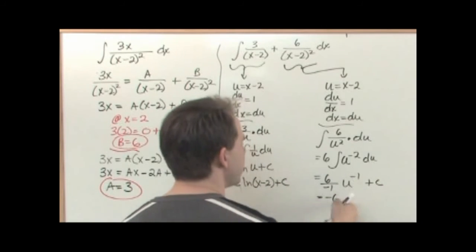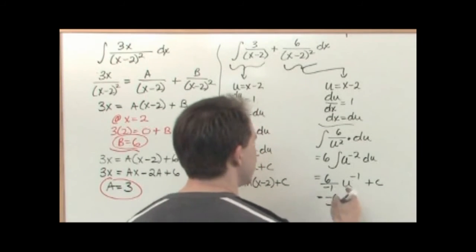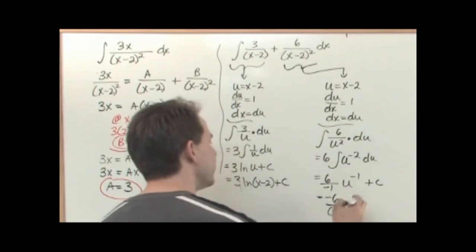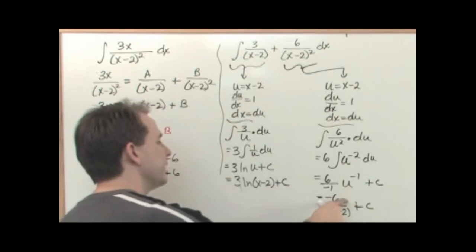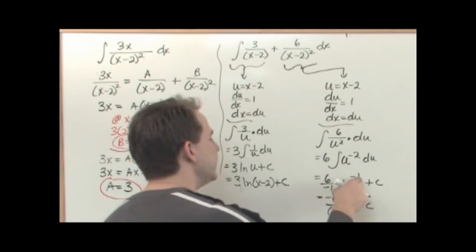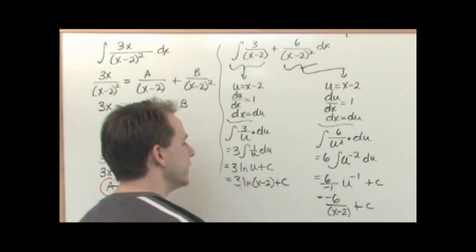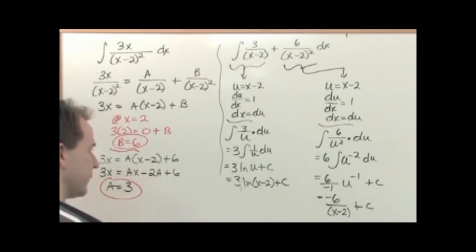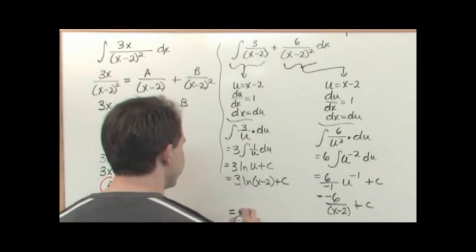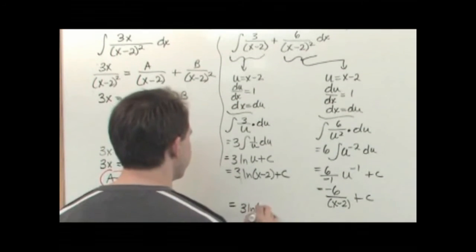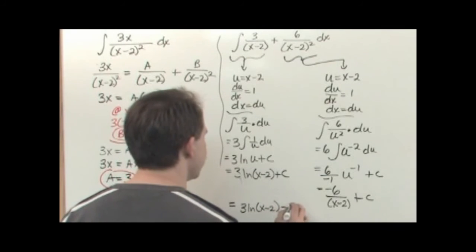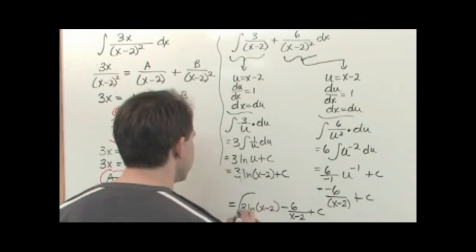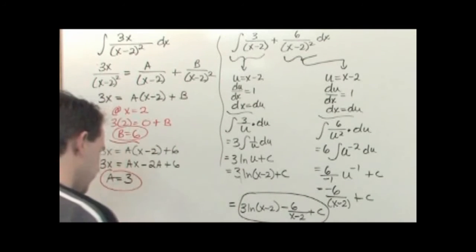Okay, now I can bring my u back down to the bottom, and u is equal to x minus 2. So make sure you understand what I did here. I just said negative 6 because of the negative here. I take my u and I moved it down below again, and I substituted in x minus 2. And so those are my things here, and then I just need to add them together. So it's going to be 3 times the natural log of x minus 2 minus 6 over x minus 2 plus a constant. This is the answer to the integration.